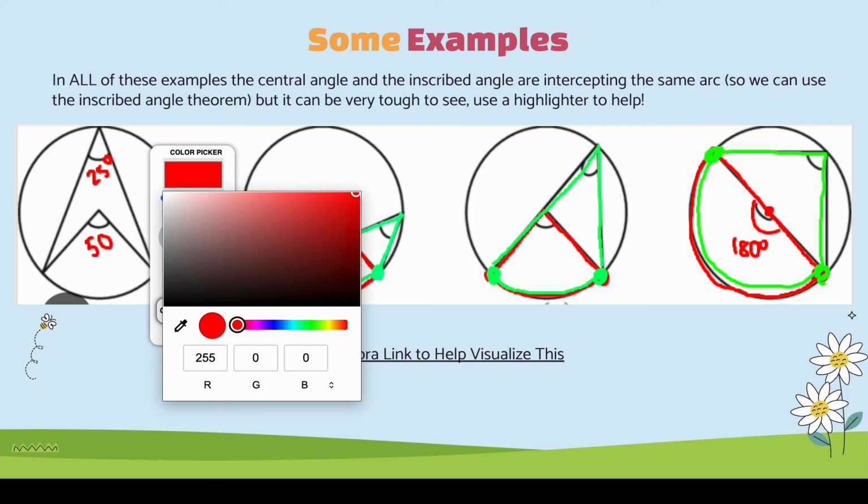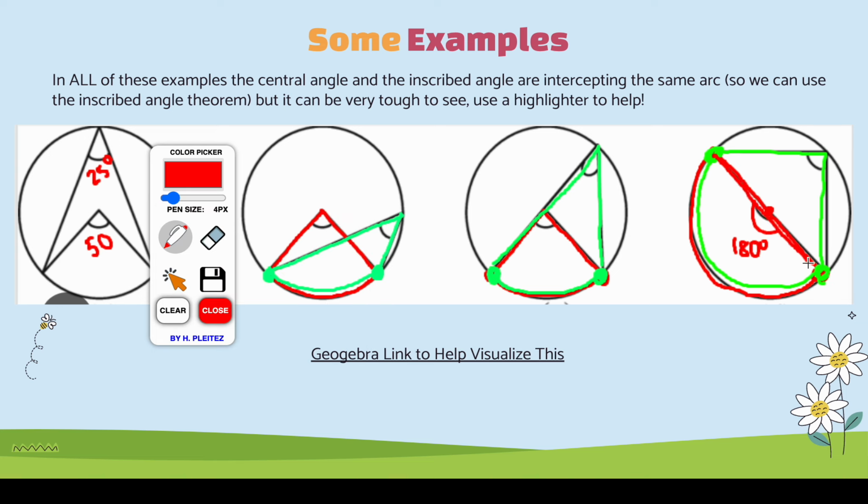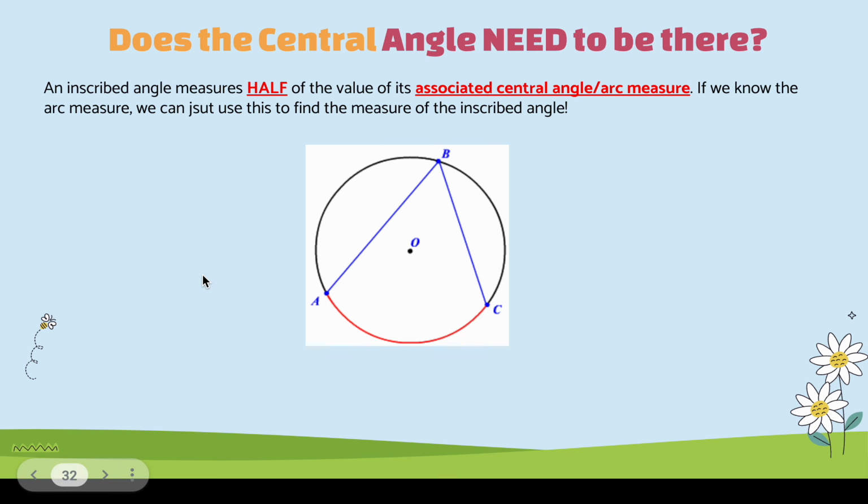In this case, our central angle is cutting the circle in half, so that's a diameter. So our inscribed angle is going to be 90 degrees. So again, the idea here is to figure out if your inscribed angle and your central angle are intercepting the same arc, and you can use highlighters for this, because this will help you fill in some information.